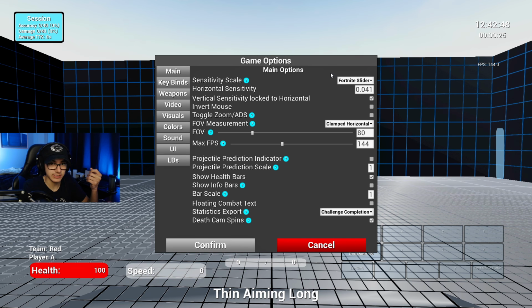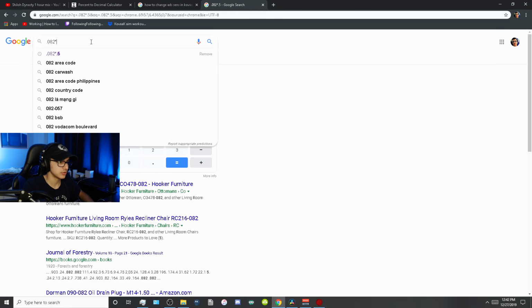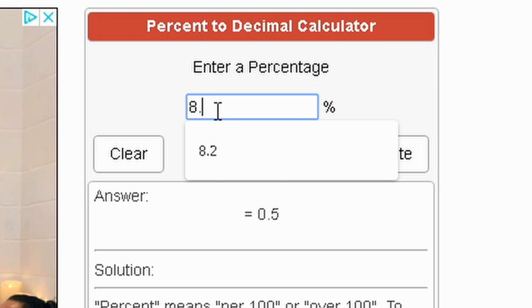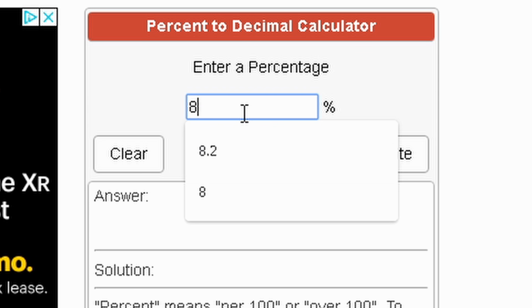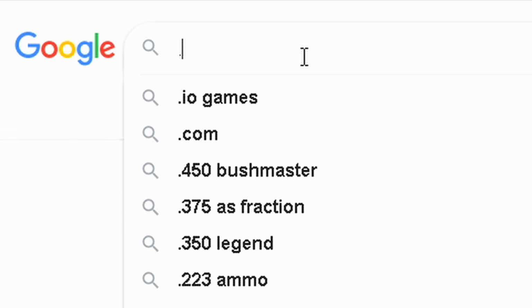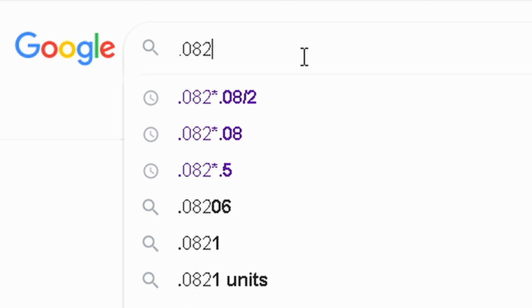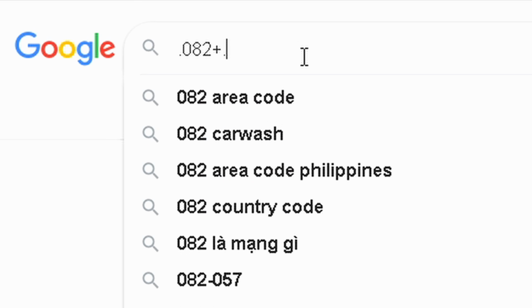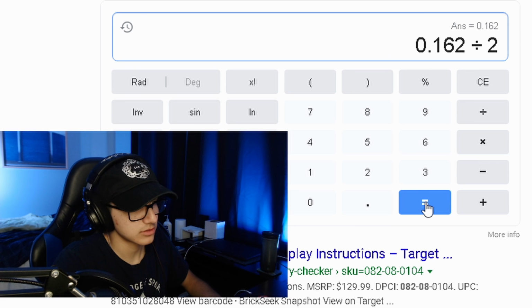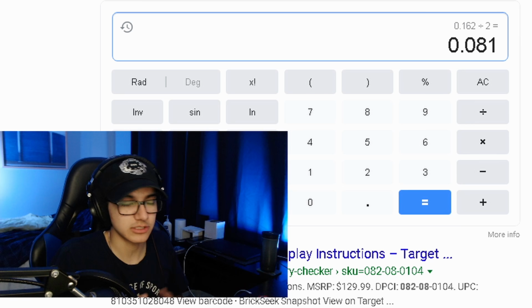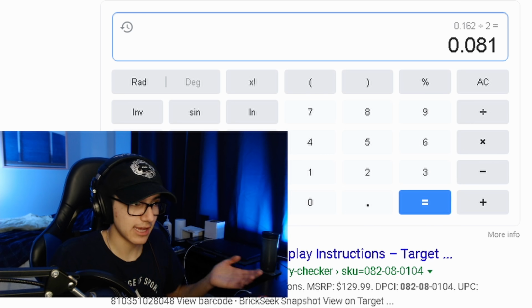Now if you have two different X and Y sensitivities and you don't know which one to multiply by your targeting sensitivity, you could take one of them and multiply it by your targeting sensitivity, or let's say I had 8.2% for my X, which is 0.082, and 8 for my Y, which is 0.08. You take your X sensitivity, 0.082, add it to your Y sensitivity, 0.08, and divide the answer by 2, and you get 0.081. That's just the average.